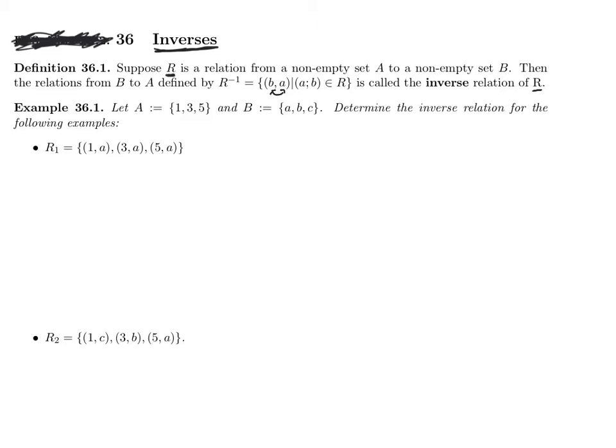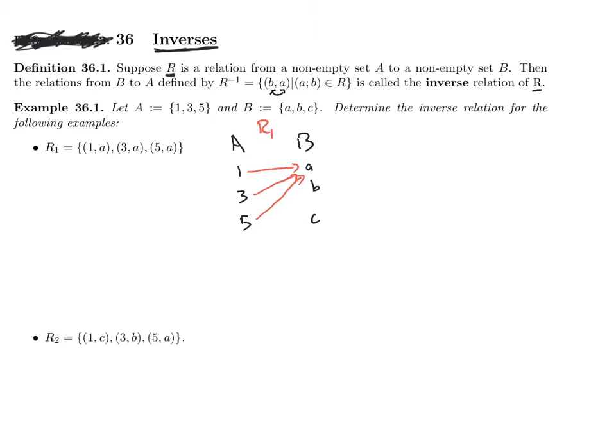Let's do an example here, just some easy ones, just to make sure we get the idea of what an inverse relation is. Here's R1. Let me draw it out in terms of sets here. So here's A, here's B. We have 1, 3, 5, A, B, C. So R1, which I'll do in red here, says each of 1, 3, and 5 are related to A.